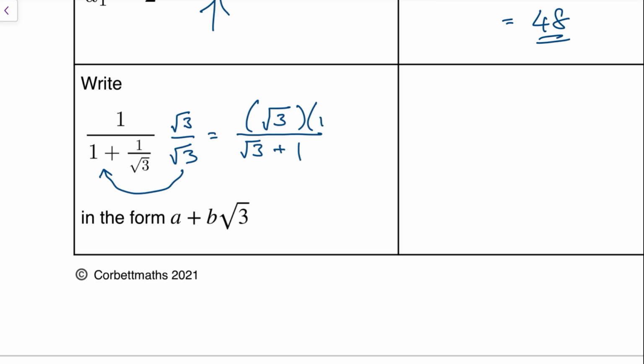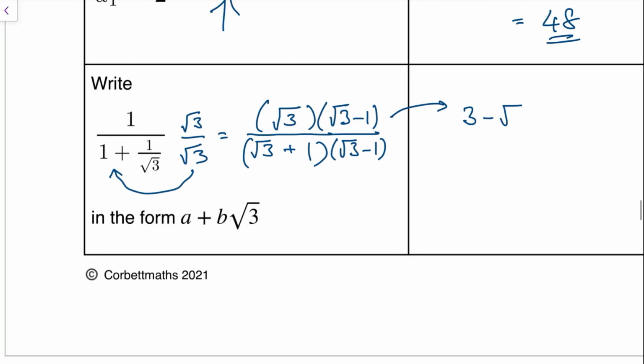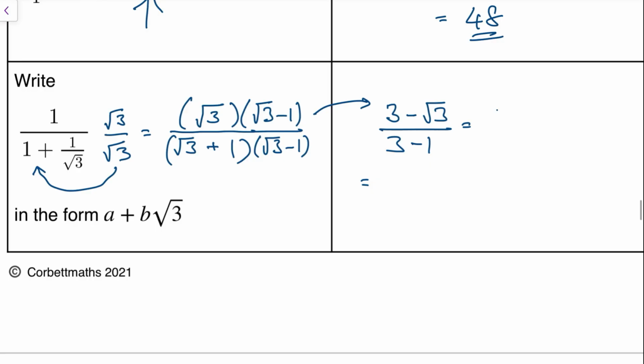Then I'm going to multiply top and bottom by root 3 minus 1, in other words, the negative of the denominator. And that's going to give me, well, let's do it over here. Root 3 times root 3 is 3. And root 3 times minus 1 is minus root 3. Root 3 times root 3 is 3, and 1 times minus 1 is minus 1. Let's write the step in between so you can see what I'm doing. So that's going to be 3 minus root 3 over 2.